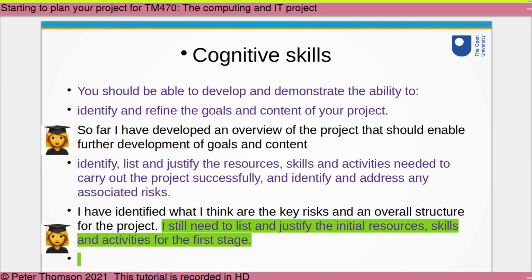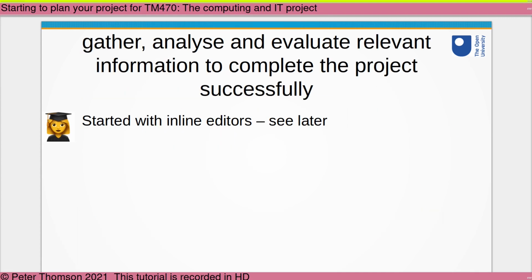You should be able to identify, list and justify the resources, skills and activities needed to carry out the project successfully, and identify and address any associated risks. I've identified what I think are the key risks and an overall structure for the project. I still need to list and justify the initial resources, skills and activities for the first stage. And you need to demonstrate that you can gather, analyze and evaluate relevant information to successfully complete the project.